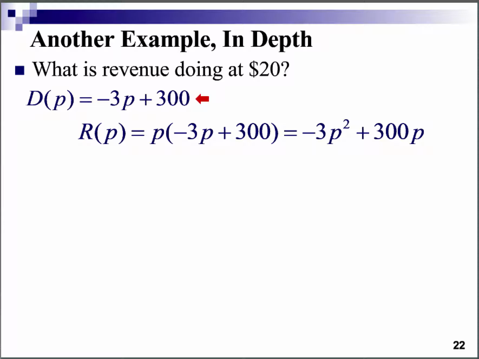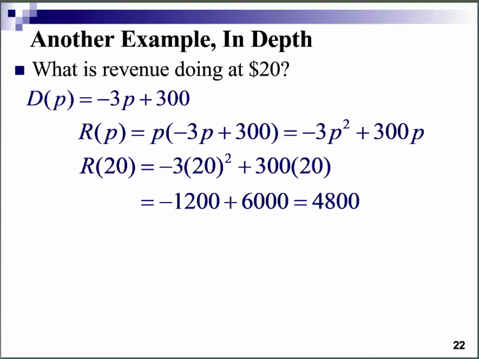So at a price point of $20 per item, we can do the arithmetic, the calculation, that then tells me that my total revenue at that particular price point should be $4,800. So that's how much actual revenue we're earning at that particular point. And if we wanted to know what would happen if we were to measure the rate of change, then we would simply find the derivative of the revenue function, or the marginal revenue function, and then compute with that.